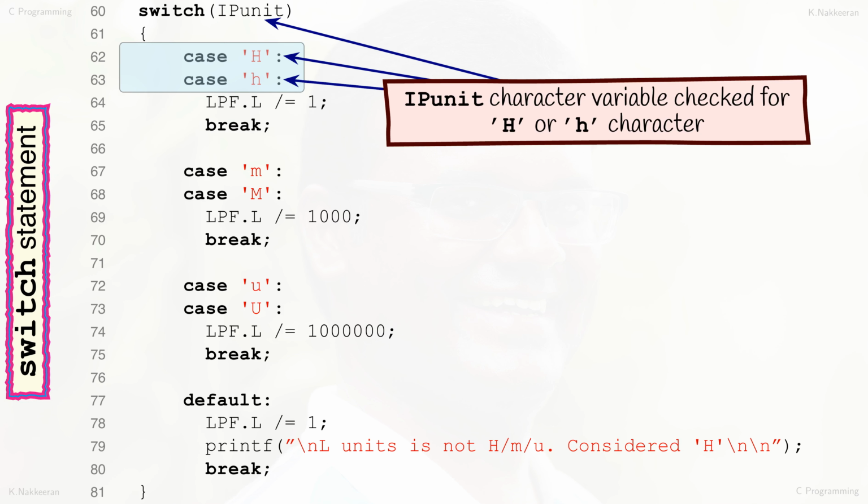Lines 62 and 63 are written for the characters uppercase H or lowercase h checking case for the IP unit character variable of the switch statement. Thus we allow the user to input either uppercase H or lowercase h as the unit's henry for the inductance. If we wish to keep it strictly, uppercase H is the only allowed character input for the inductance unit's henry, then line 63 must be removed.